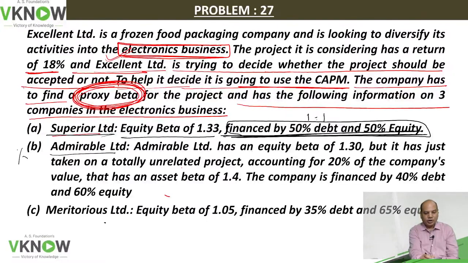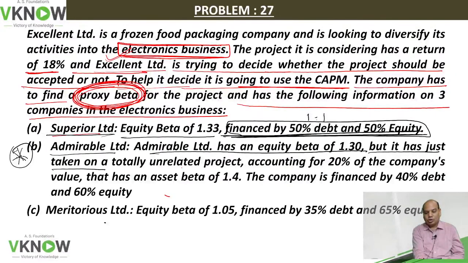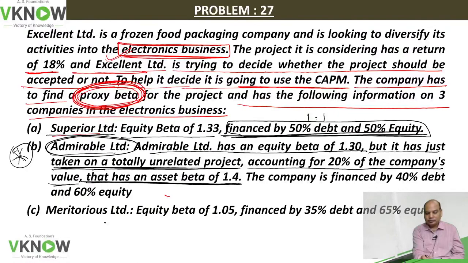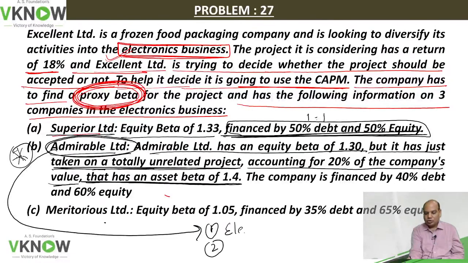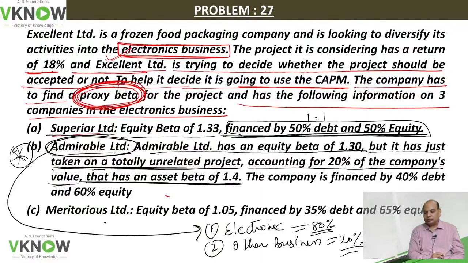Admirable, this is important. Admirable Limited has an equity beta of 1.3, but it has just taken on a totally unrelated project, accounting for 20% of the company's value, that has an asset beta of 1.4. But this company, Admirable Limited, is not just electronic business. Admirable Limited is into two businesses. One is electronic business and one is other business. The other business weight is 20%. So electronic business will have a weight of 80%.